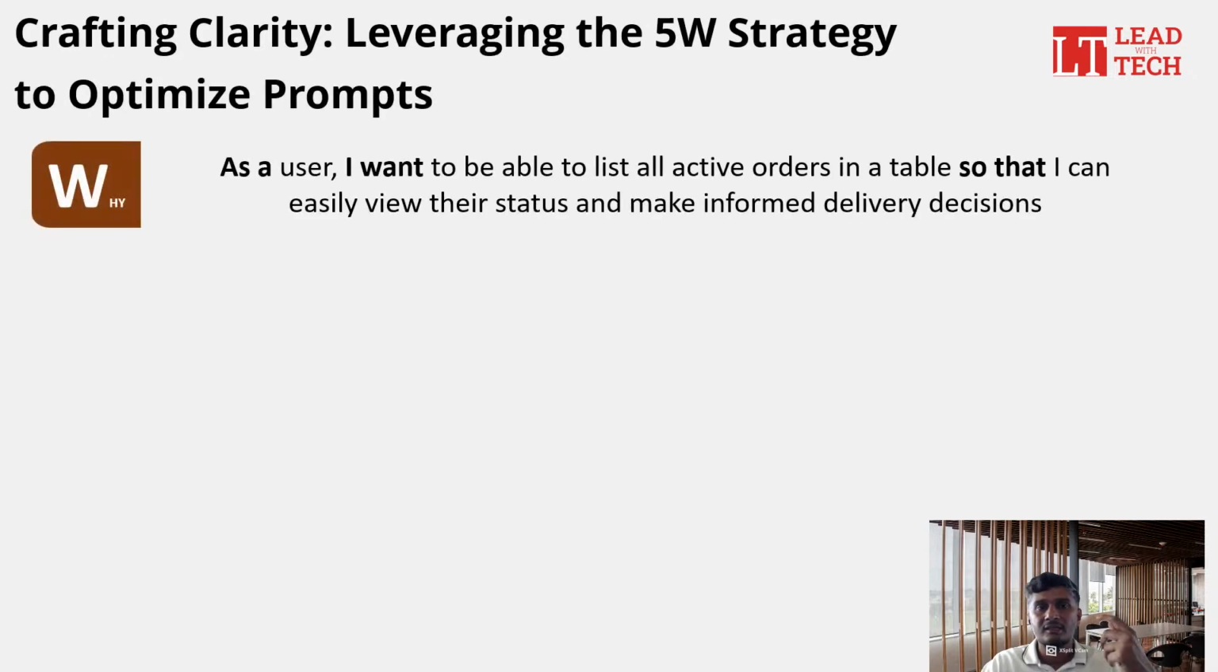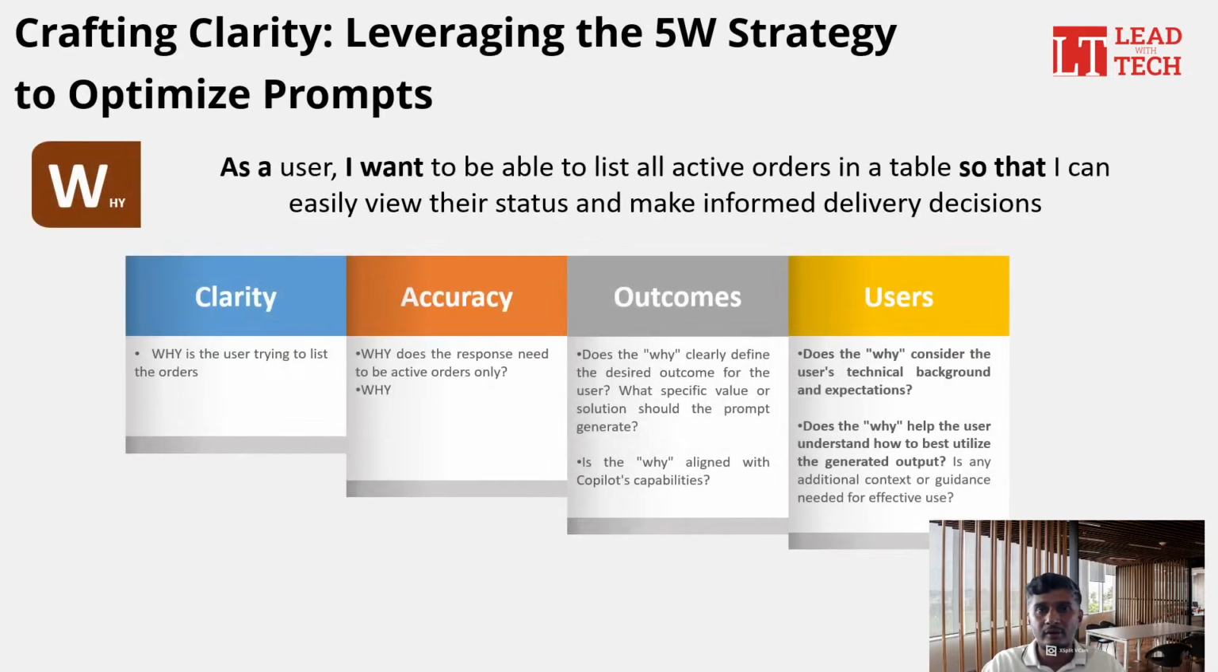And next in leveraging the 5W strategy is the why question. Why focuses on the accuracy, clarity, outcome, and the users it is going to impact, right? So the questions that you ask: why are we trying to list the orders? What are we trying to achieve? Why does this help the end user, right? What level of accuracy? When it's accuracy, do you need only active orders or inactive orders? Do you need recently added orders? So all these things will help you to write the prompt in a more optimized way, which directly gives you responses which are 70, 80, maybe 90% accurate.